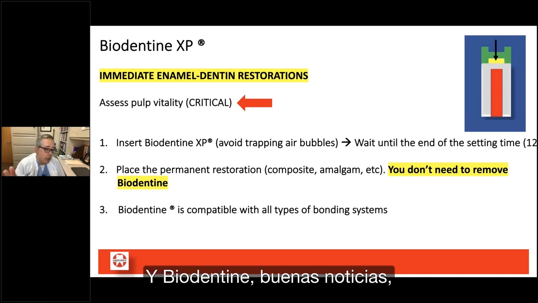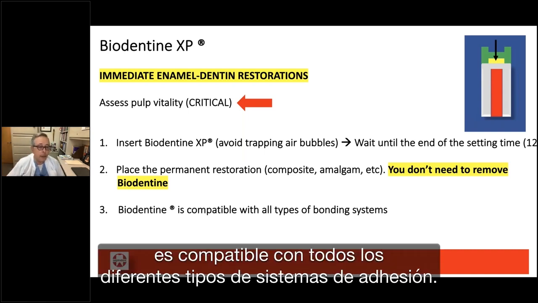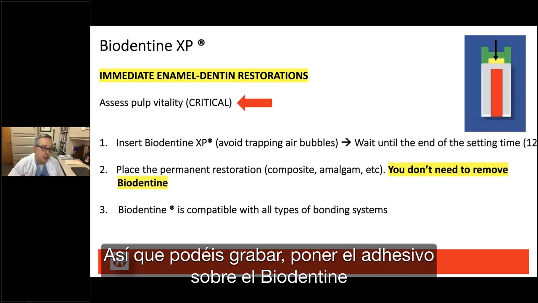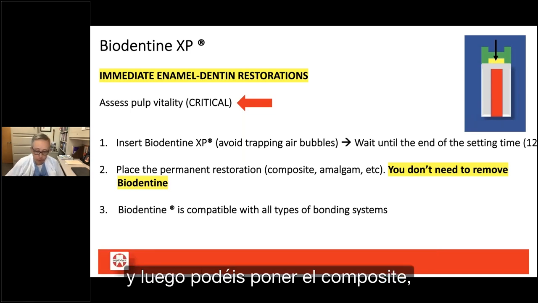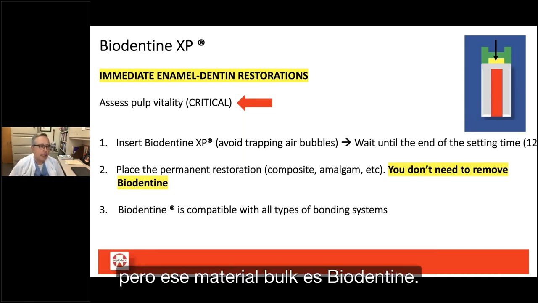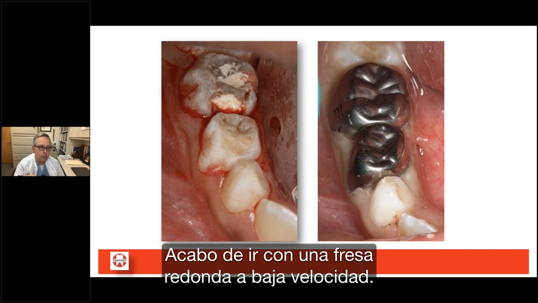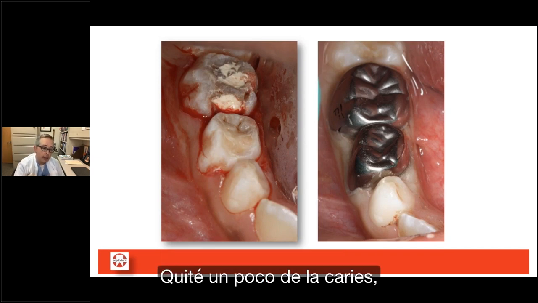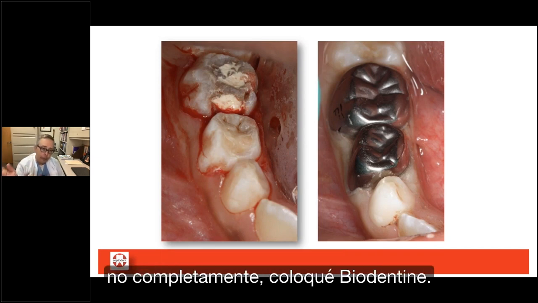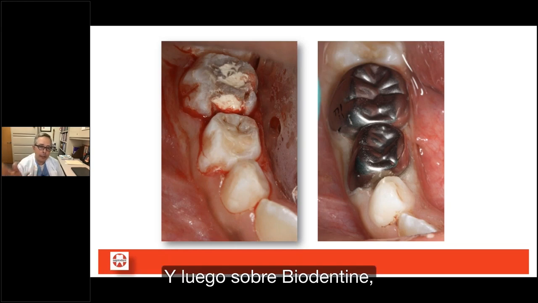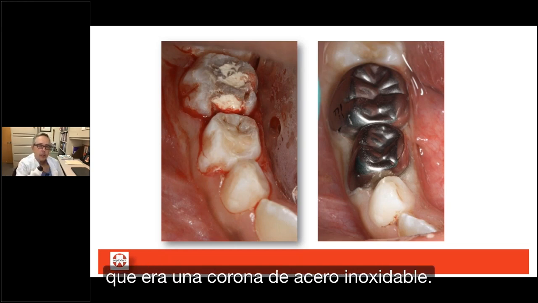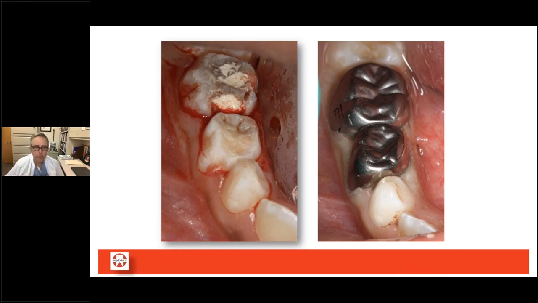And Biodentin, good news, is compatible with all different types of bonding systems. So you can etch and bond over the Biodentin, and then you can put your composite. But that bulk material is Biodentin. So this is actually the same example. I just went with a round bur at low speed. I remove a little bit of the decay, not completely, place Biodentin, and then over the Biodentin, I place my final restoration, which is a stainless steel crown.